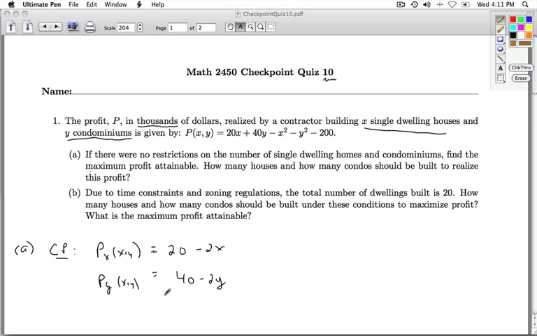Since these partial derivatives exist everywhere, the only critical points I'm going to get are by setting them simultaneously equal to 0. So I need to find x and y that makes both these equations true. The algebra turns out to be very nice to us. The top equation gives us x equals 10. The bottom equation gives us y equals 20. So the only critical point we have is 10, 20.